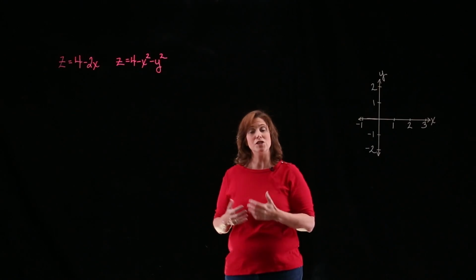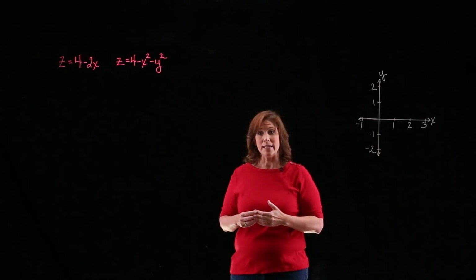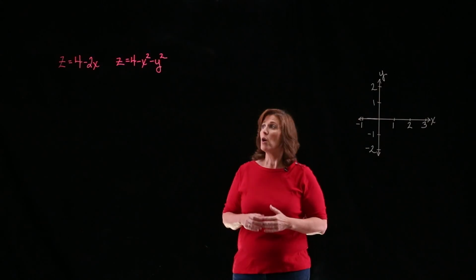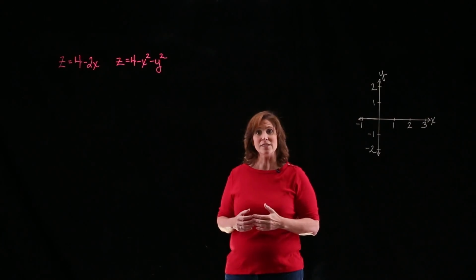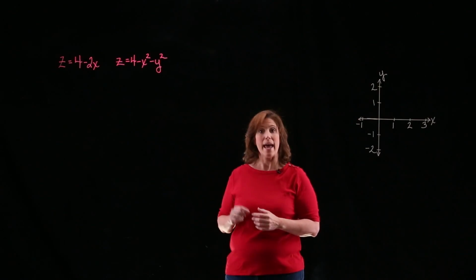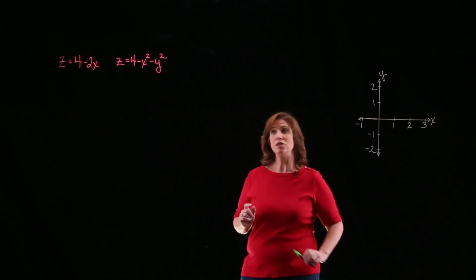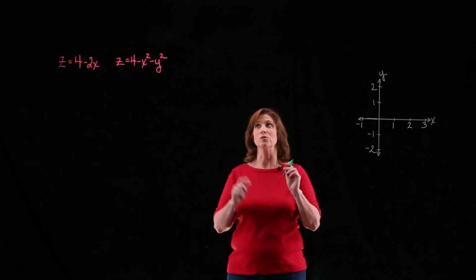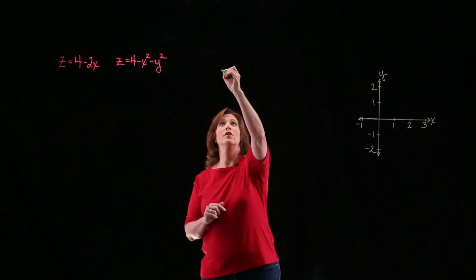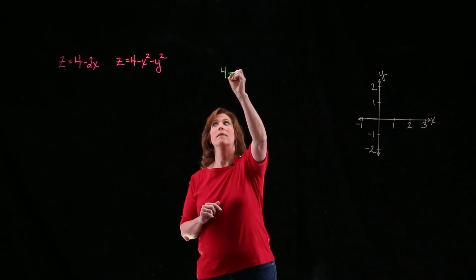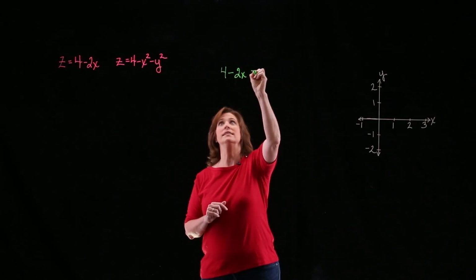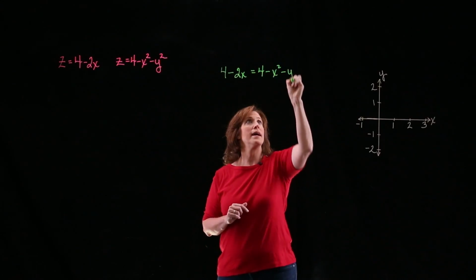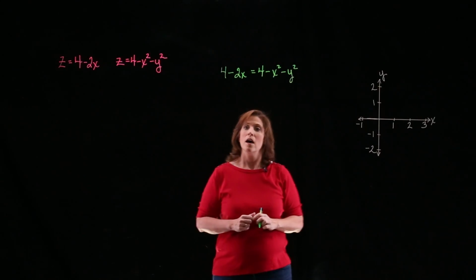In order to do this, the first thing we're going to need to know is the region over which we're going to be integrating, which means I need to find the intersection of my paraboloid and my plane. Since both of those equations are set equal to z, I can set them equal to each other. So I'll have 4 minus 2x is equal to 4 minus x squared minus y squared.